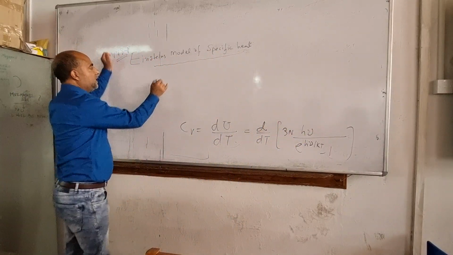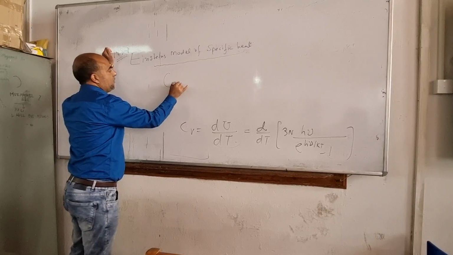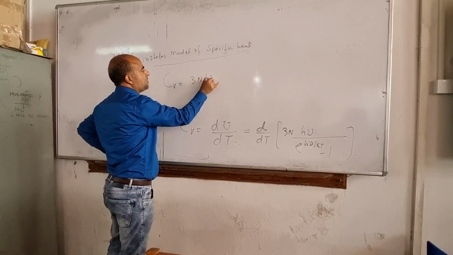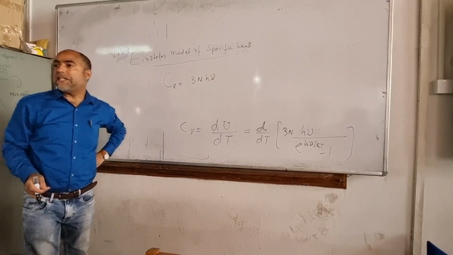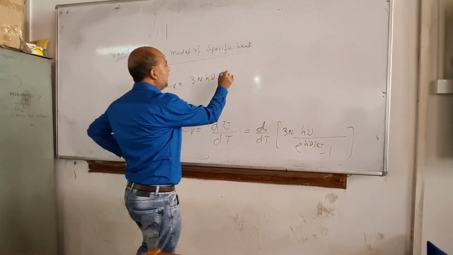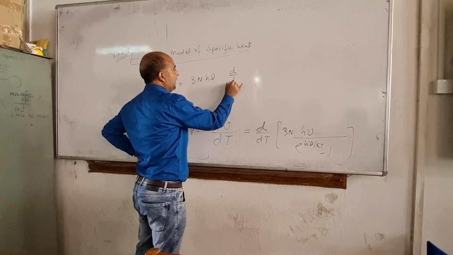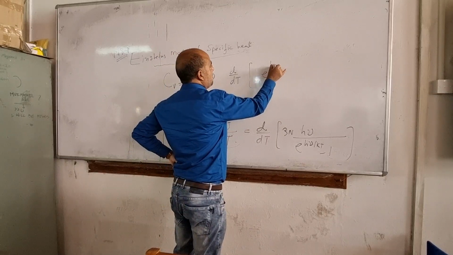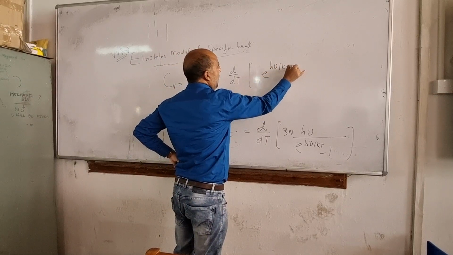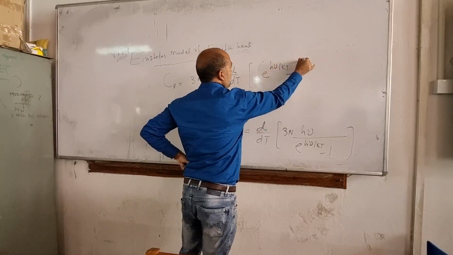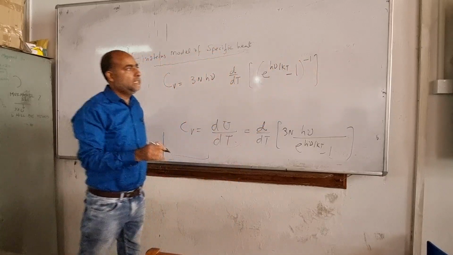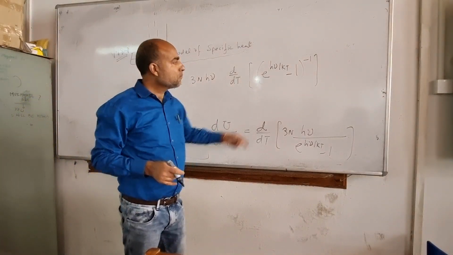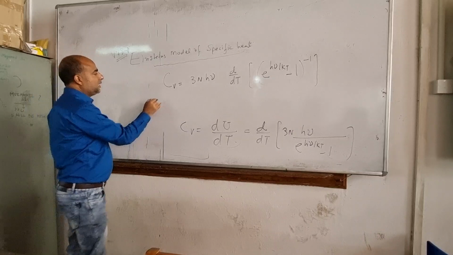So what will be your result? Cv will be equal to, see, 3n h nu is basically constant. I am taking it out, so you are having inside d by dt of (e raised power h nu by kt minus 1) raised power minus 1. Okay? You want to write this setup in this way? So now you can differentiate the things.